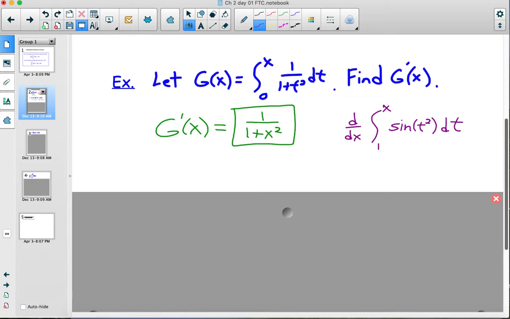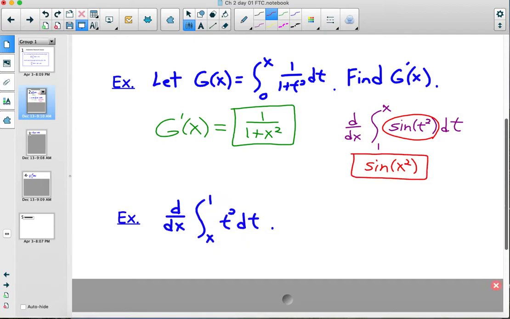Well, I think after a few minutes you're going to realize that there is no elementary antiderivative of sine of t squared. So you're not going to be able to get the antiderivative and then take the derivative of that. So in this case, we know the answer. The answer is just going to be sine of x squared.